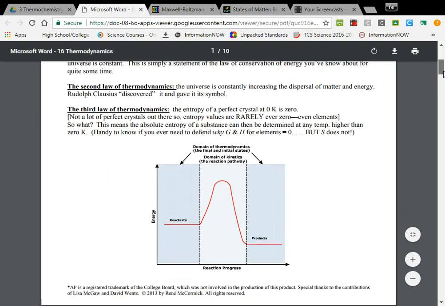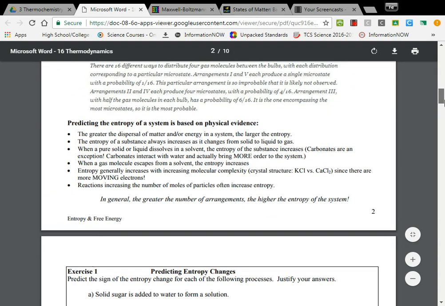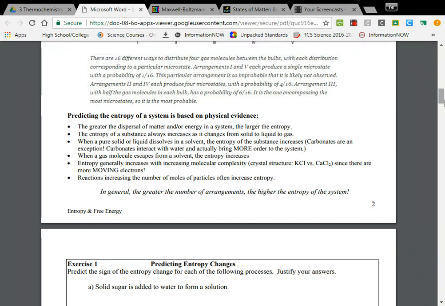So if we go to the next page, down at the bottom of page 2, it says we can predict the sign of entropy. So whether or not entropy is increasing in a reaction or whether or not entropy is decreasing in a reaction. Anytime entropy increases in a reaction, you get a positive delta S value.